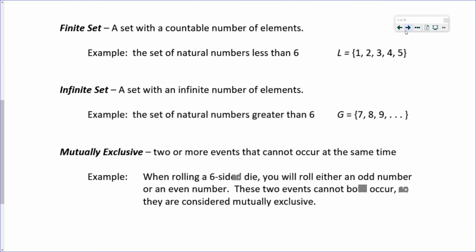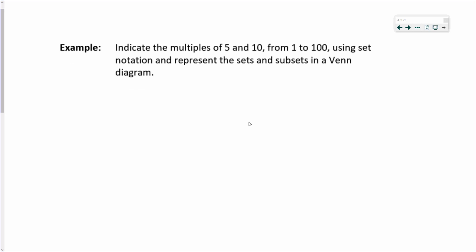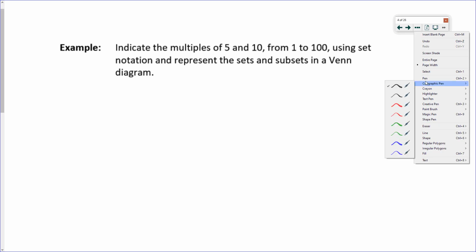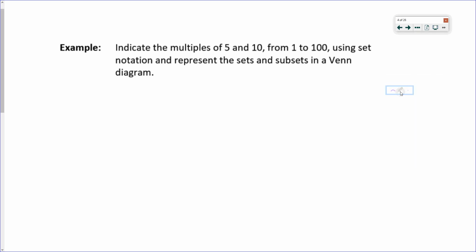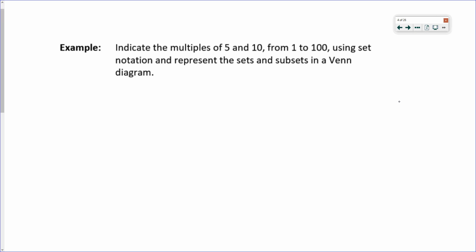And typically, if something is mutually exclusive, when you write it as a set, it's going to be a disjoint set. So for an example, we're going to indicate the multiples of 5 and 10, from 1 to 100, using set notation and represent the sets and subsets in a Venn diagram. There's a couple of different ways to write this. I'm going to start with the most basic, and then from there I will show you how to condense it a little bit so you don't have to write as much.